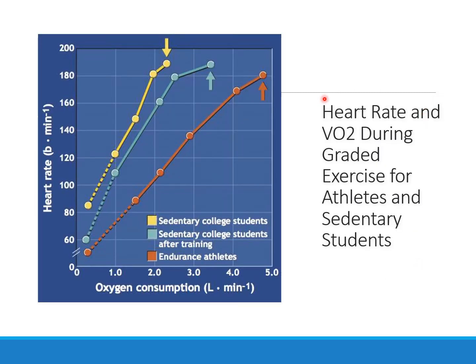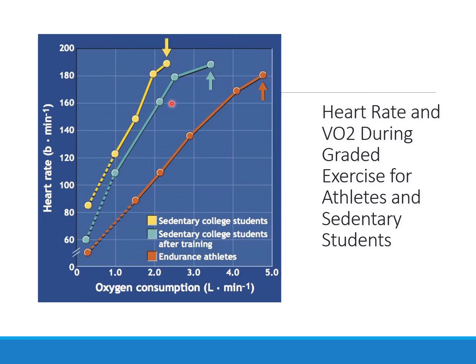So here's heart rate and VO2 during graded exercise for athletes and sedentary students. You can see we have in yellow college sedentary students, in blue sedentary college students after training, and then in red we have endurance athletes. And you can see that the heart rate versus their VO2 max is fairly significantly different, right? You can see that we still get up to a pretty high heart rate in endurance athletes, but generally that trend is slightly lower than untrained.